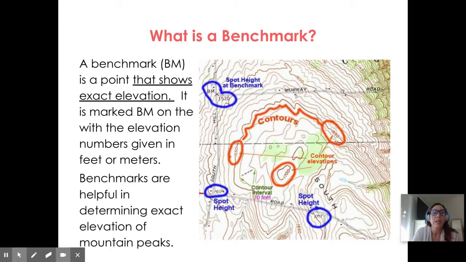A benchmark is a point that shows the exact elevation, and it is marked with BM. That shows you the exact elevation in feet or meters, and benchmarks are helpful to determine the exact elevation.